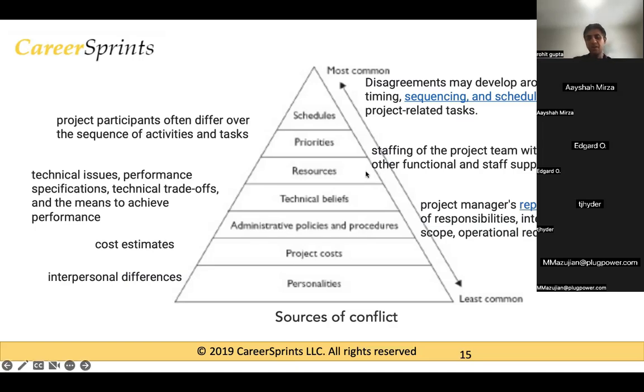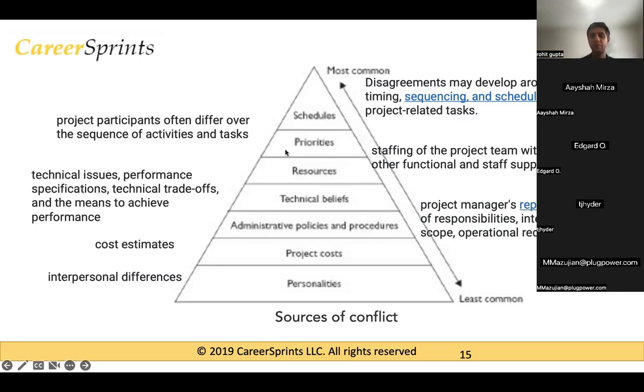Next is resources. So resources could be, which person or which team member is needed for what work in the project. So staffing of project team members, getting staff from different departments, who should be supporting the project and who should not be supporting the project. Basically, when you're facing issues trying to obtain resources, that would be a reason for resource related conflict. Okay. So that's another reason.